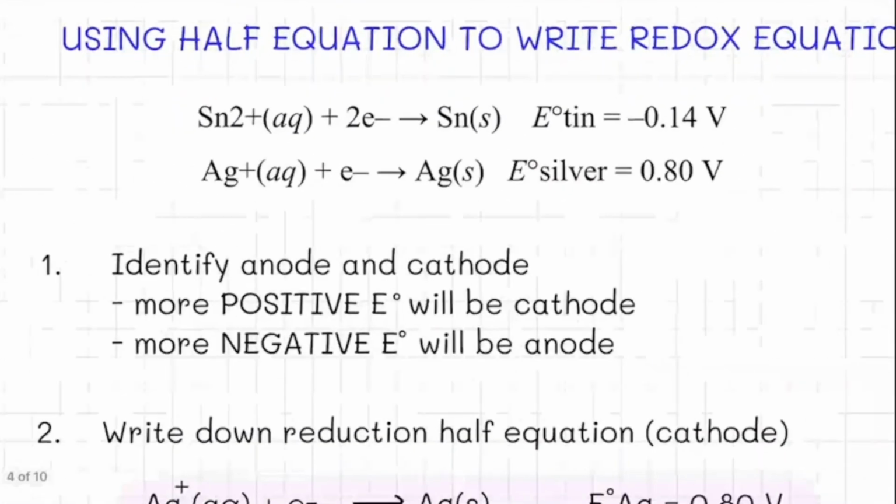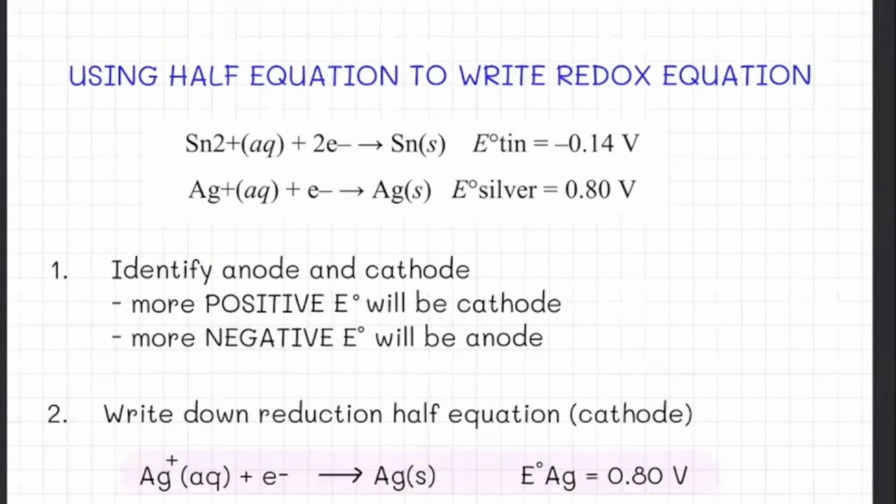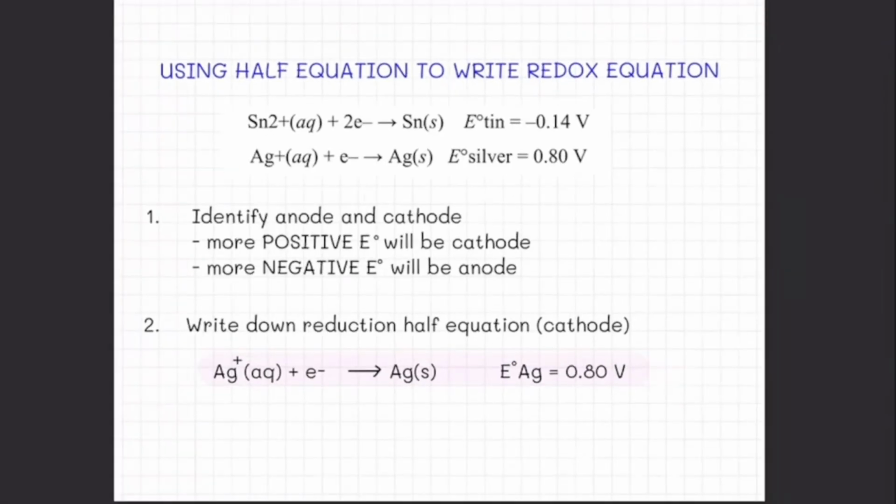Alright. So let's say we don't have our table there. Let's say we don't have our table, only given this information. So we need to know here, the first thing first, we need to know who is anode and who is cathode. In other words, we need to identify which one is going to be anode, which one is going to be cathode.